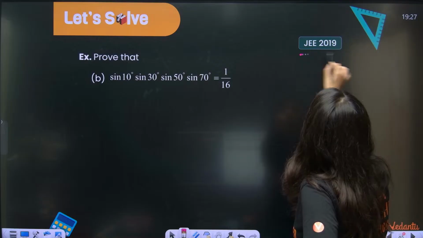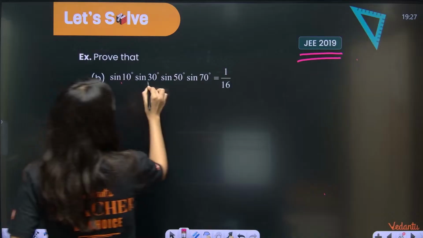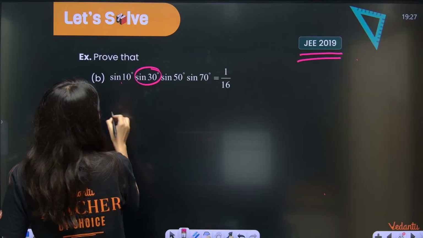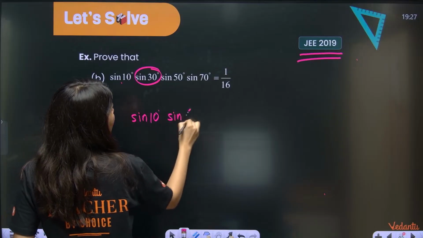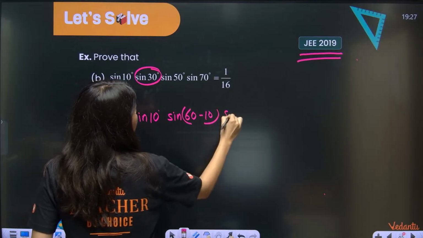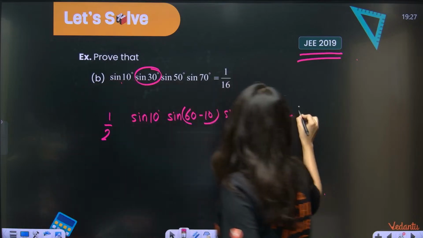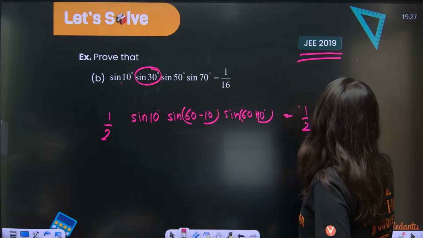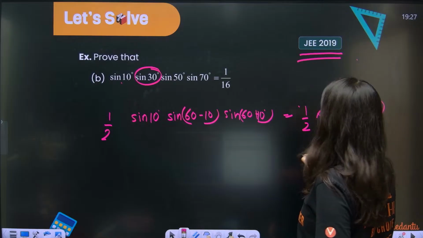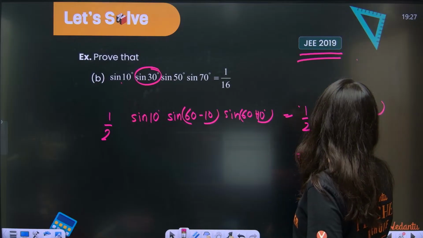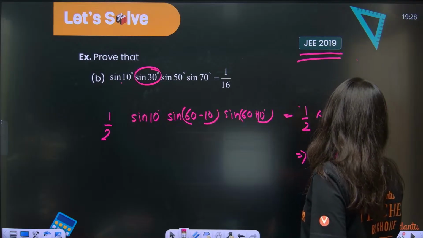Now see, this is the problem from JEE 2019. Sin 10, sin 30. Sin 30 degree, you all know, is 1 by 2. So this is sin 10, sin 60 minus 10, sin 60 plus 10, which is nothing but 1 by 2 into 1 by 4 sin 3 theta. Sin 30 is 1 by 2 again. So it is 1 by 16.